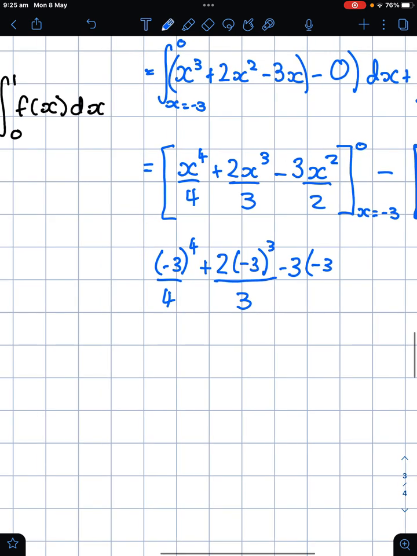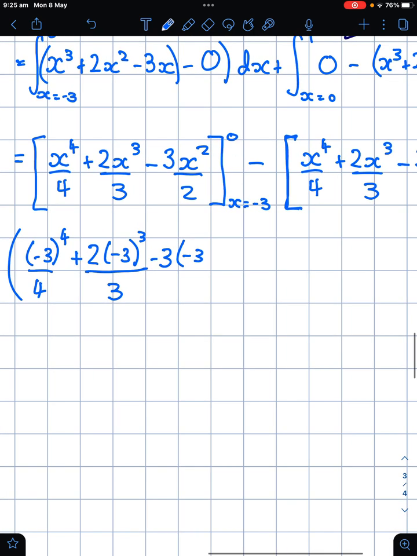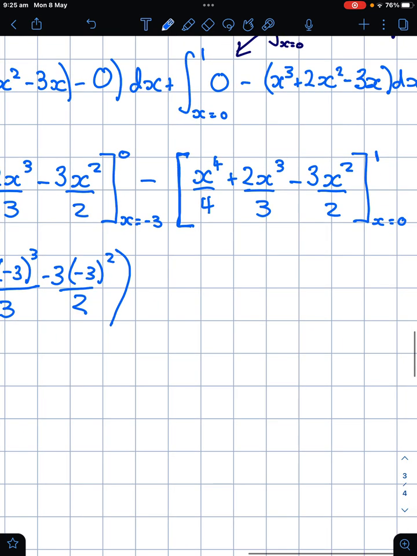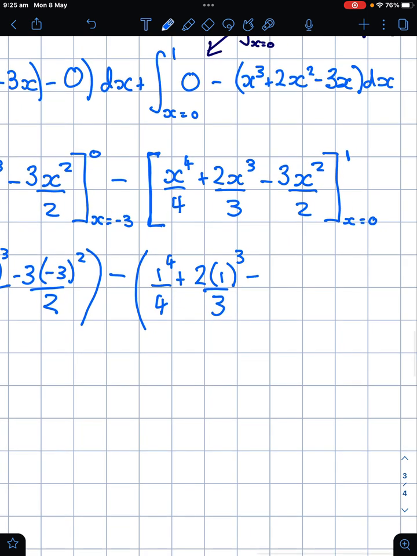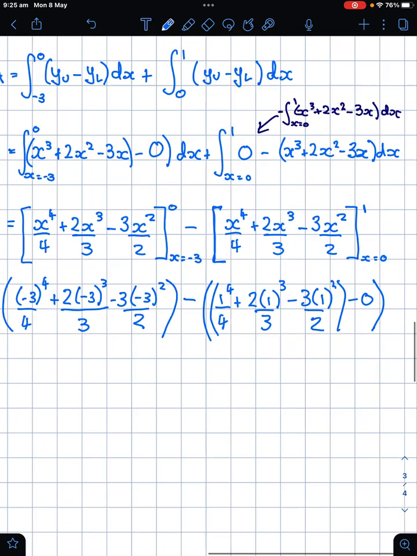So our first step is going to be 0, and then it's going to be minus all these values that we put in. So we haven't actually stuffed up too bad. We could fix that. All right, and then we've got minus here. 0 is my lower bound, so I just need to put all my 1s in. I've got 1 to the power of 4 over 4 plus 2, 1 cubed over 3 minus 3, 1 squared over 2. And this whole thing is going to be minus 0 as well. So those zeros are going to go.